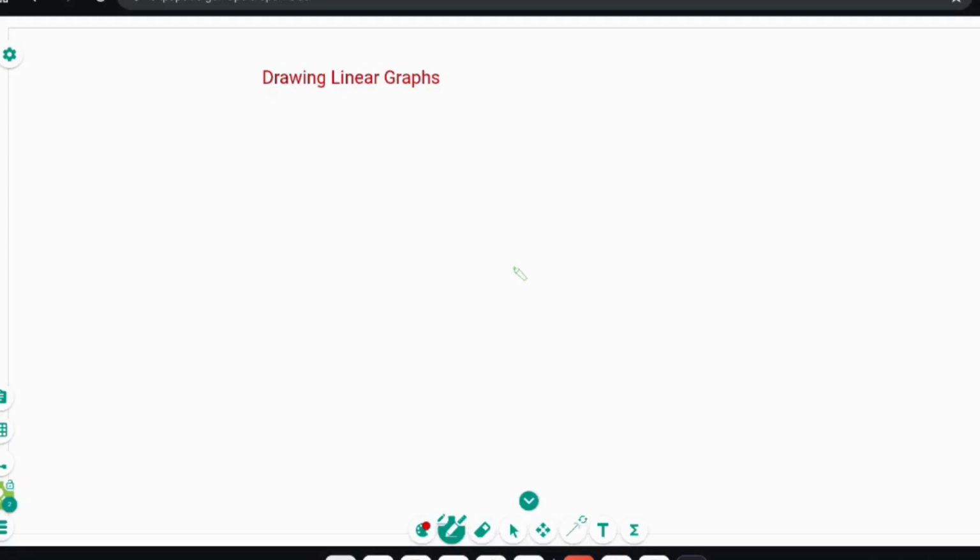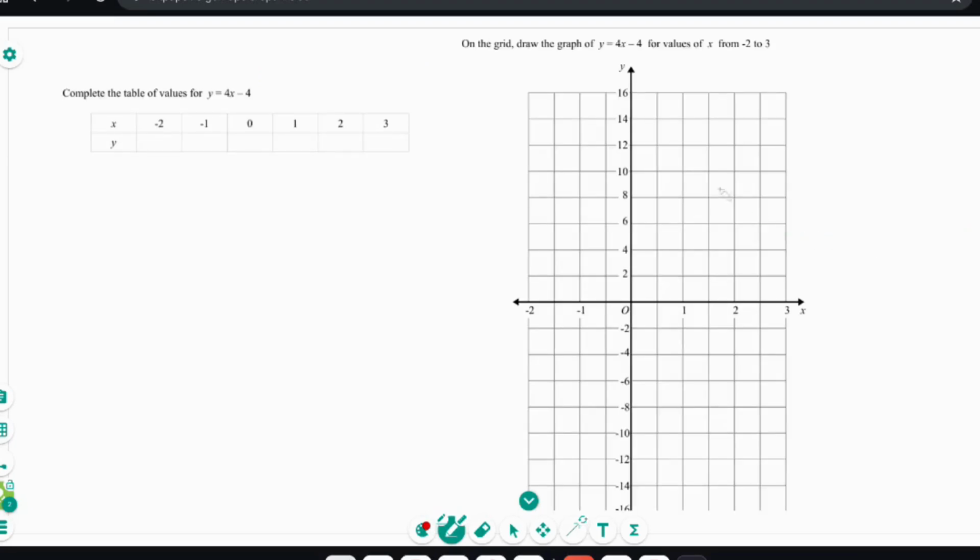Let's look at drawing linear graphs. Linear graphs are straight line graphs. So sometimes you might be asked to complete a table and draw the graph from your table of values. So you're given an equation, which in this case is y equals 4x minus 4. We're going to draw a graph of that equation.